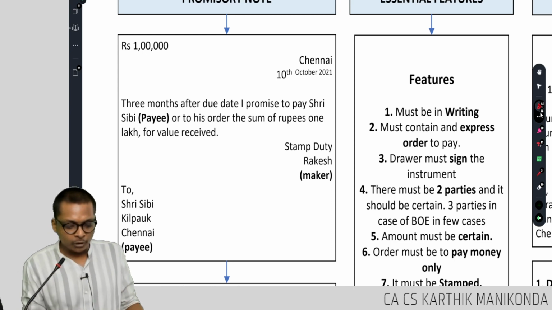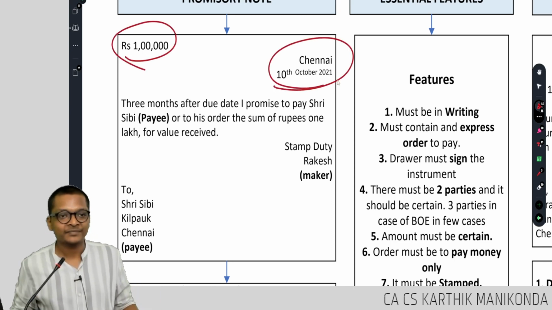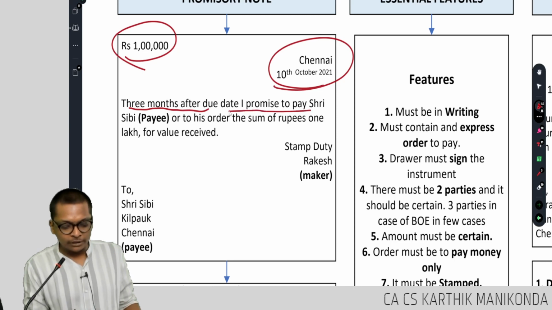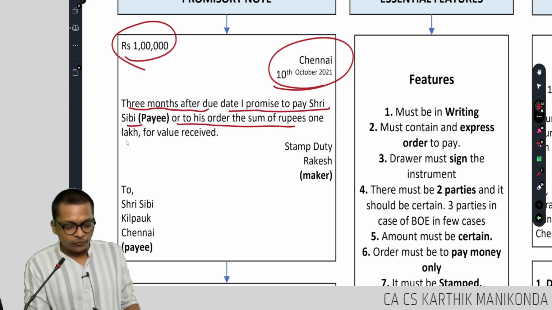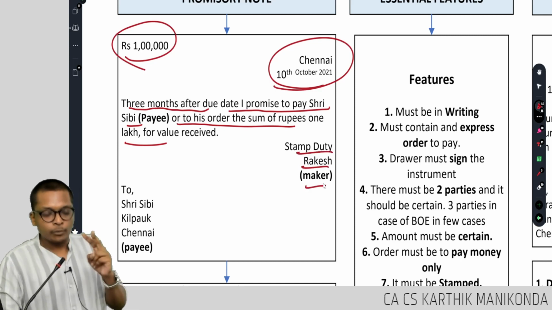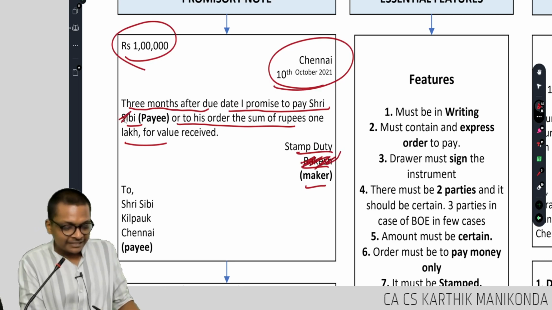So how they are saying promissory note looks like this. Left hand side will be the amount, right hand side will be the date. Okay. 3 months after due date, I promise to pay Shri Sibi or to his order sum of rupees 1 lakh, maker Rakesh. Now, promissory note has two parties. Let us replace these names with our example.